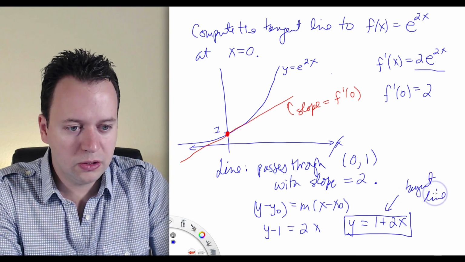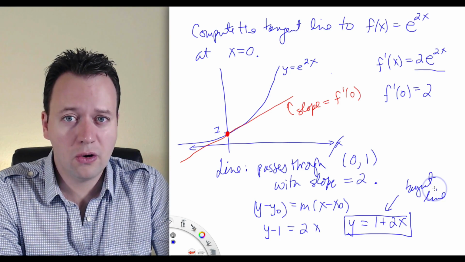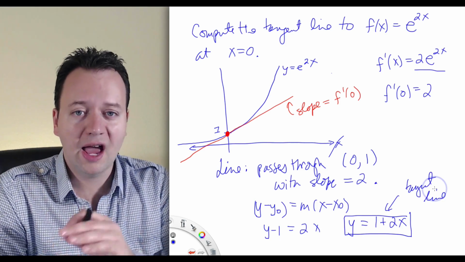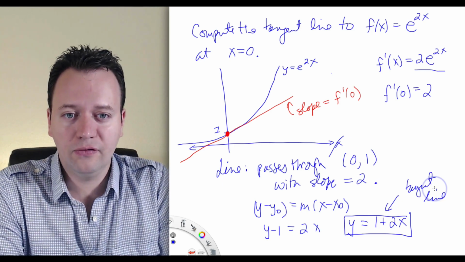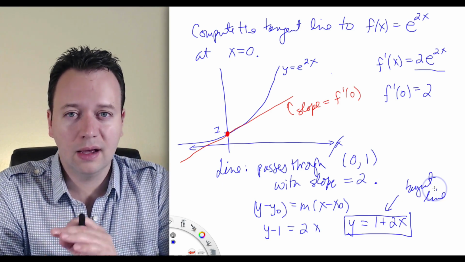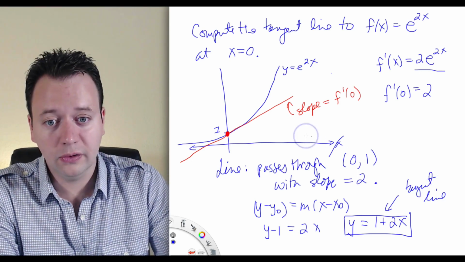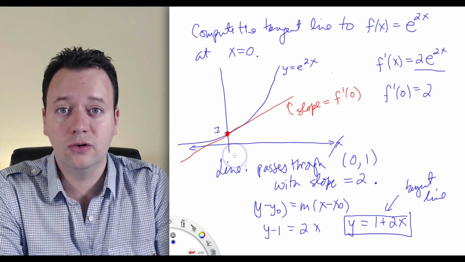Now I encourage you to, on your graphing calculator, or if you have access to software such as MATLAB or Maple, actually make a plot of the function y is equal to e to the 2x. And then on the same graph, plot y is equal to 1 plus 2x. And you'll see that it looks exactly like this picture that I drew for you here today.